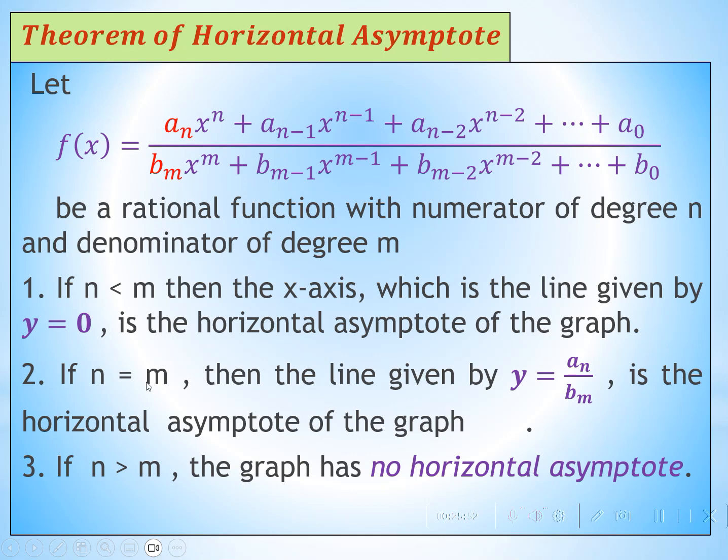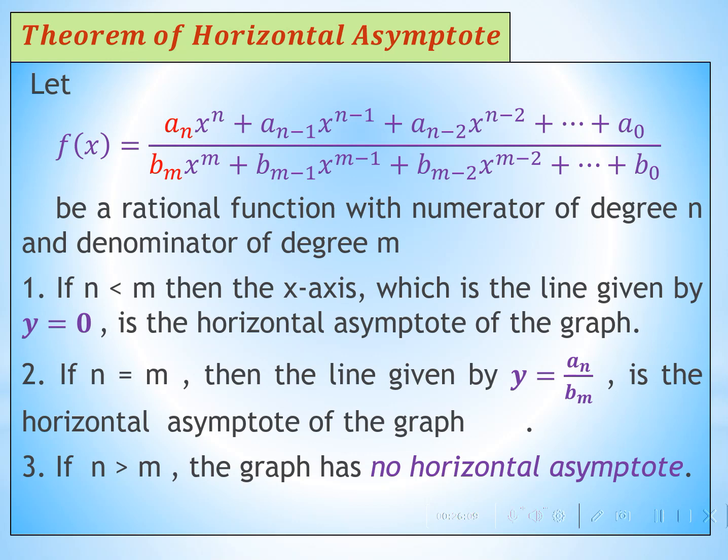2. If n equals m, then the line given by y equals a_n over b_m is the horizontal asymptote of the graph. 3. If n is more than m, the graph has no horizontal asymptote.